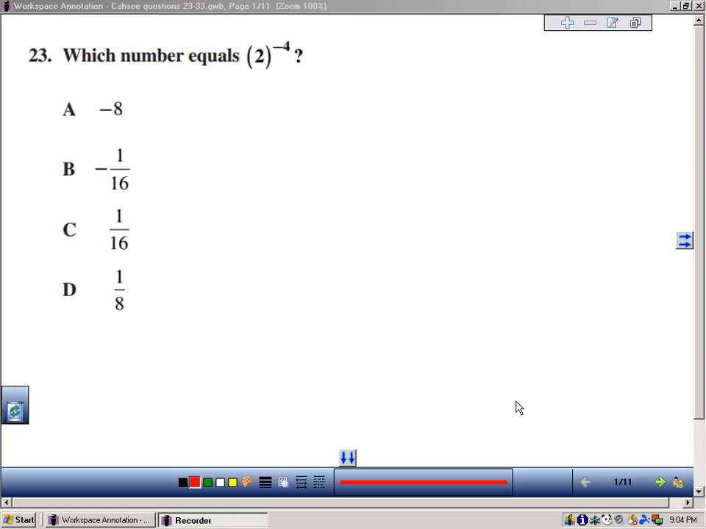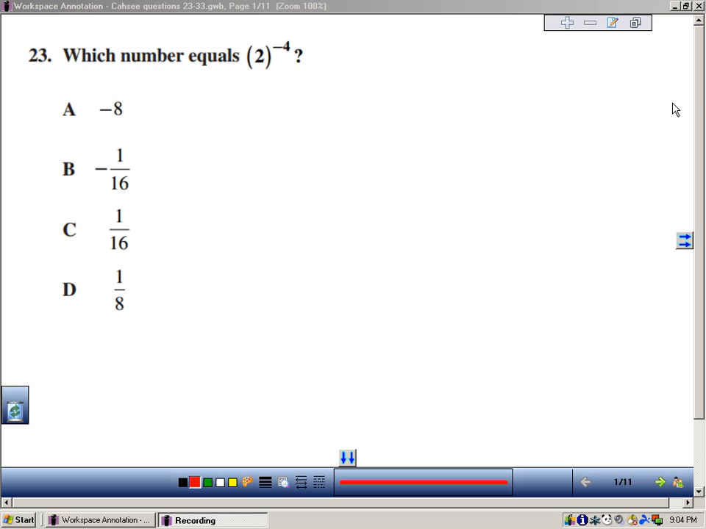CAHSEE math class. We're going to continue going over more of these questions, so buckle up. I recommend that you grab a whiteboard, a marker, and a towel. They are up front. So do that orderly, please. Don't do it chaotically, one table at a time.